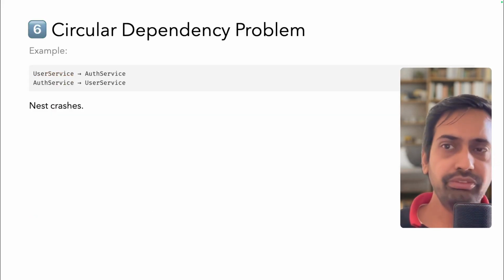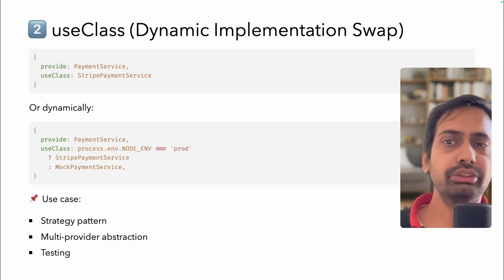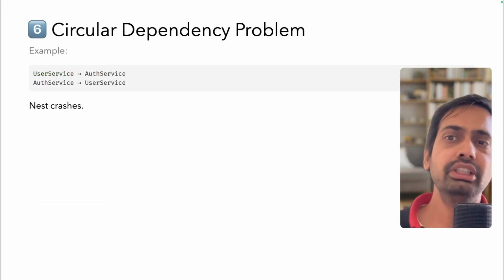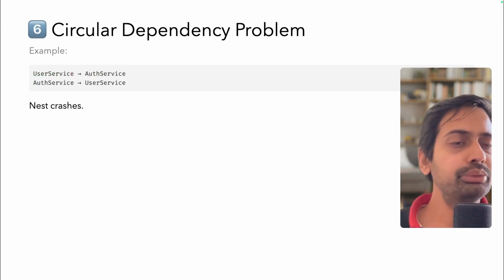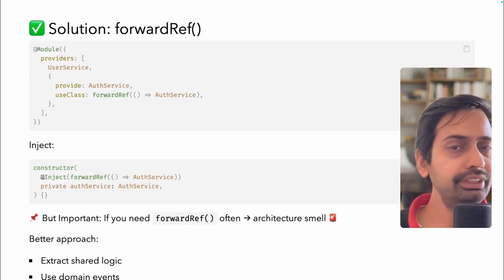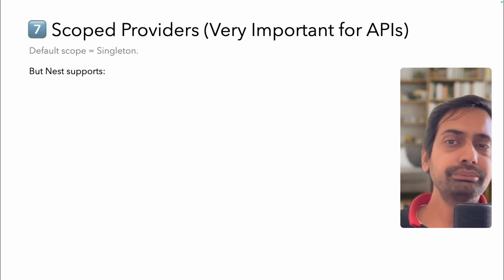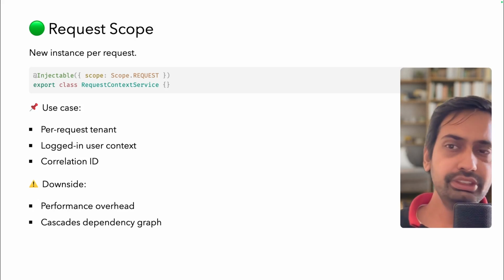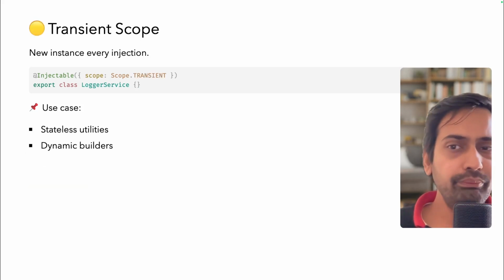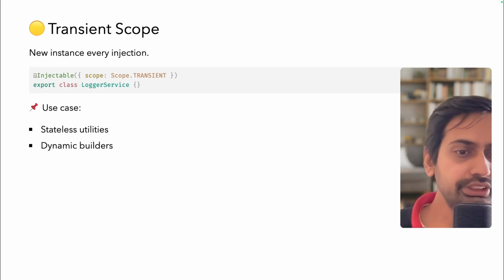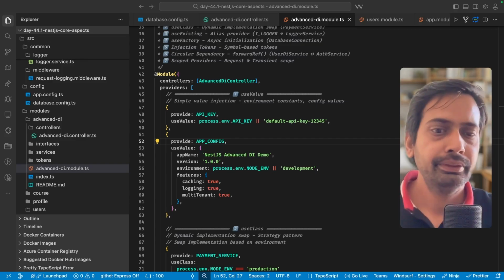First of all, these are the custom providers like, okay, use existing, use class, use factory, use alias. And then injection scope, circular dependency problem. Yes, it exists. If you have too many forward refs, that means you are doing a poor design. Otherwise, scope providers, transient, singleton and request, all are really important when you are dealing with the request. So let's see some examples on these. Let's take a look at some examples.